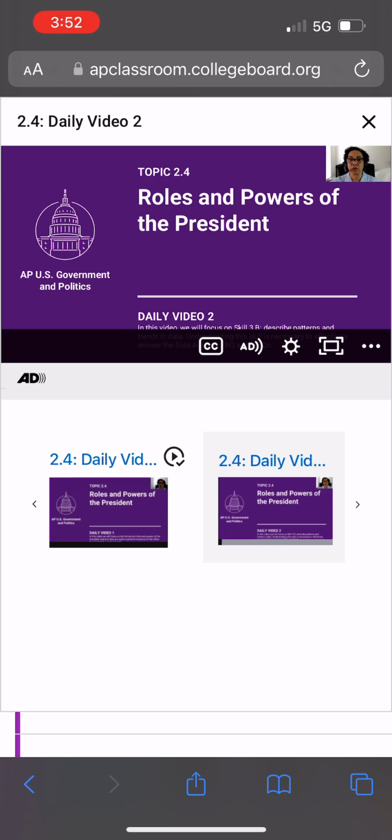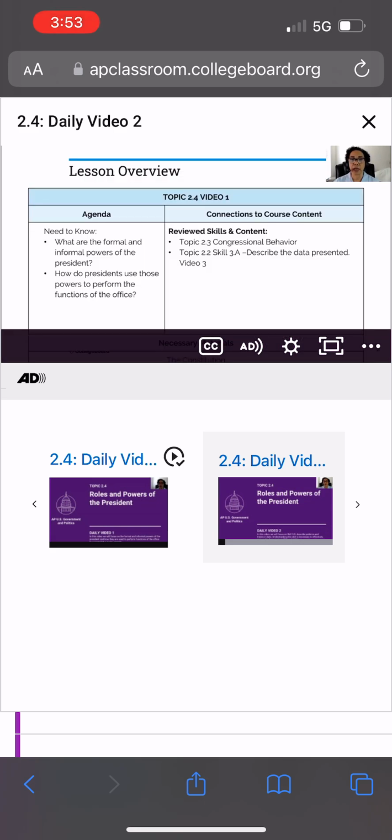And so we're going to be focusing on that skill because it is necessary for you to have that one down to be able to do the data analysis FRQs, and then some multiple choice questions that'll be associated with data. All right, so here we have our lesson overview and we've got our topic overview.